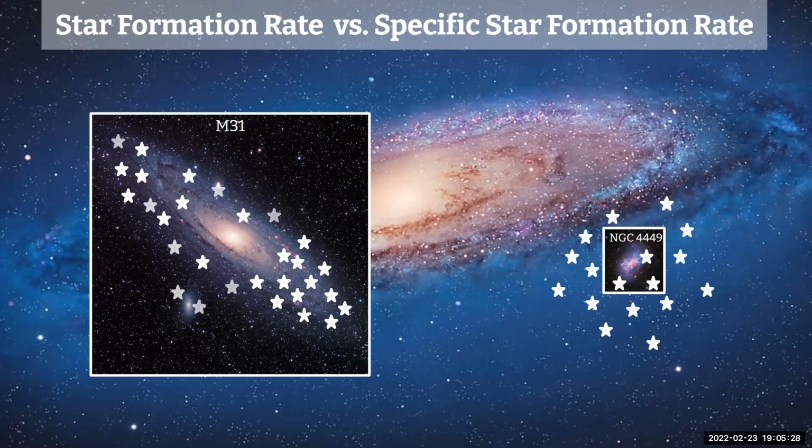This allows us to compare apples to apples. In other words, comparing the galaxy similarities, not their differences. Star formation rate doesn't reveal how vigorous the galaxy's star formation is, but specific star formation rate normalizes by galaxy mass. This reveals how vigorously the galaxy is forming new stars. For example, the galaxy NGC 4449 has a high star formation rate and a high specific star formation rate because it is much smaller than all the other galaxies studied.